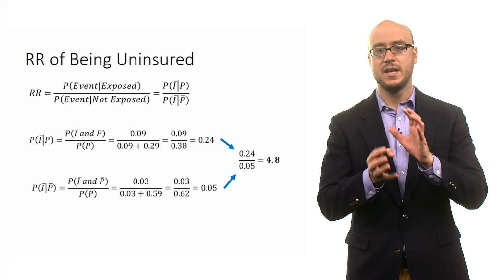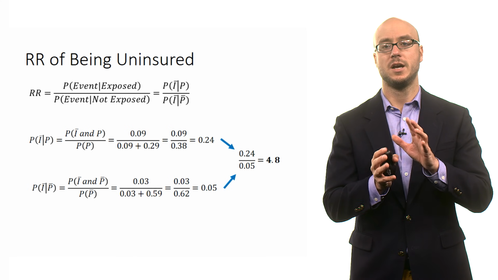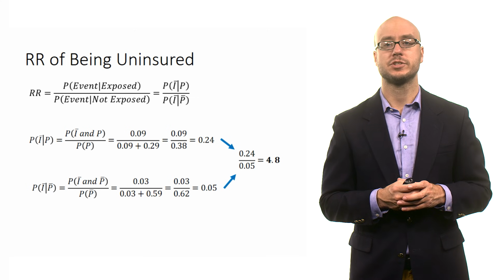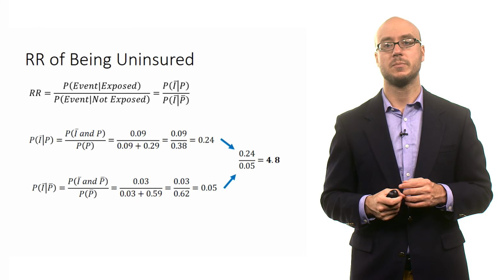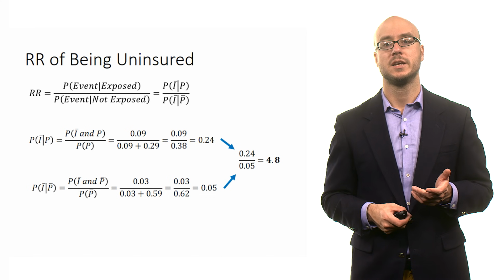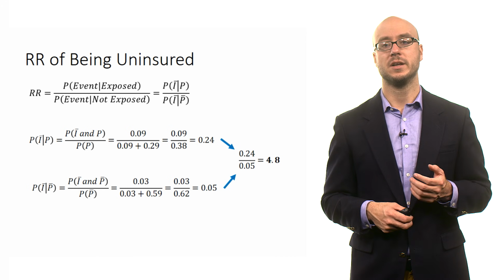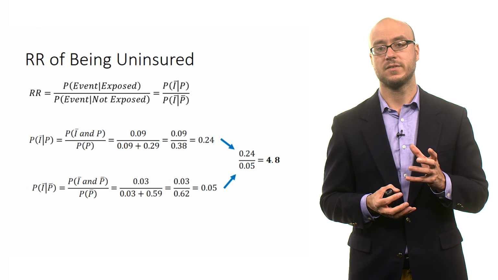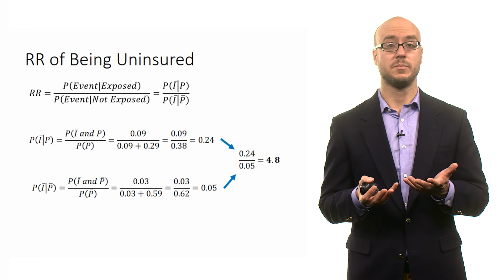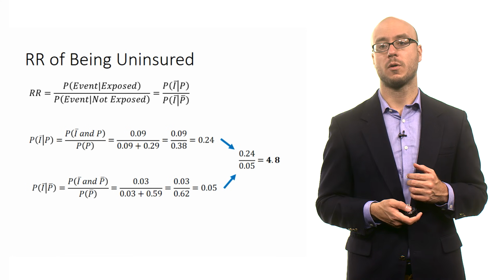Again, if poverty had no association with having health insurance, then you'd expect a relative risk of 1, meaning the probability of having no health insurance given you're poor would equal the probability of having no health insurance given you're not poor. But the fact that these two quantities differ tells us something about these two variables. And in fact, we have this risk ratio of 4.8.